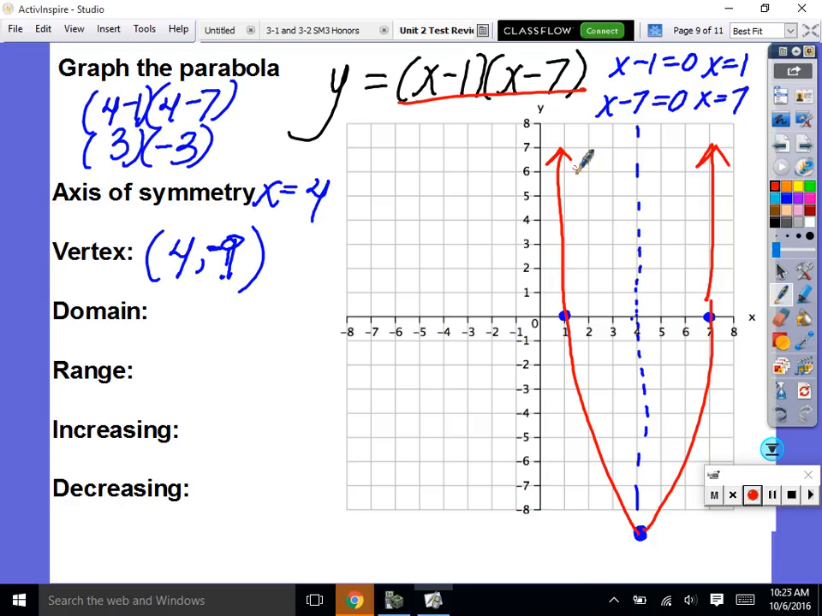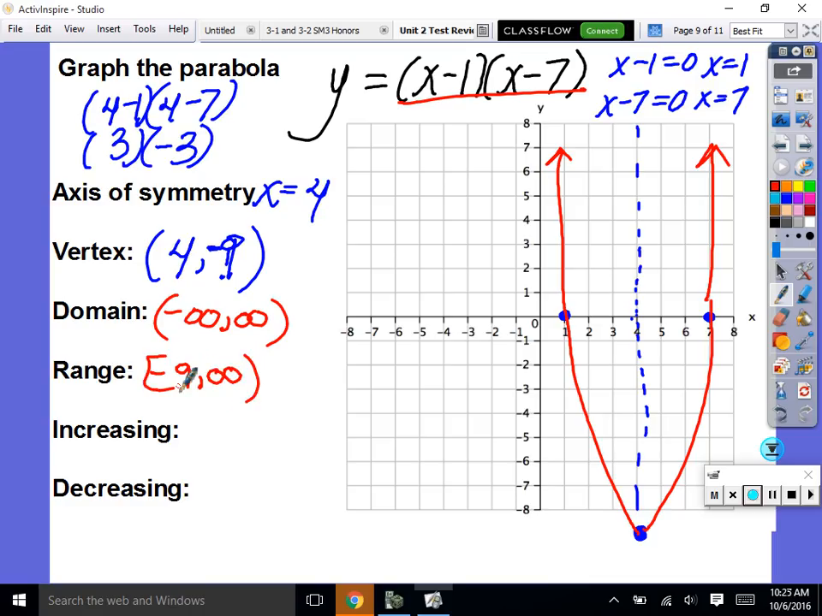And now we'll answer this. The domain, isn't it going this way forever and that way forever? So negative infinity to positive infinity. Our range is the lowest y value to the highest y value. Didn't it start at negative 9, I mean, and grow to positive infinity? So our range is negative 9 to positive infinity, includes negative 9.